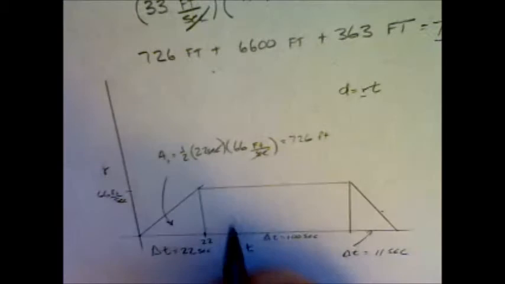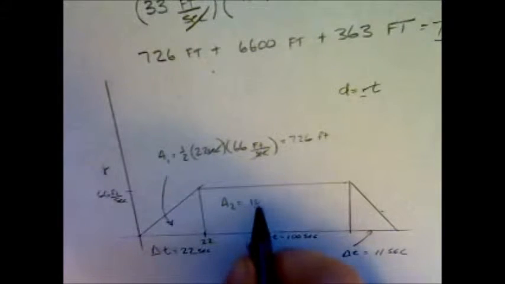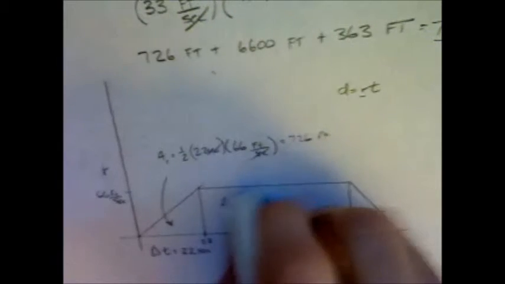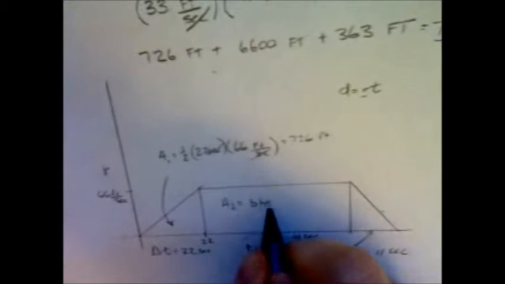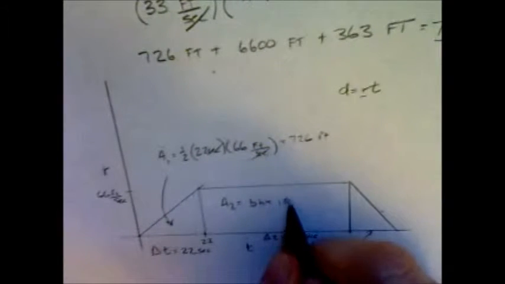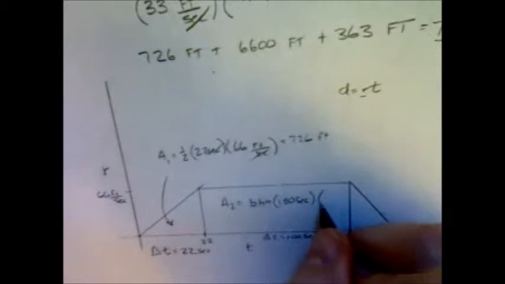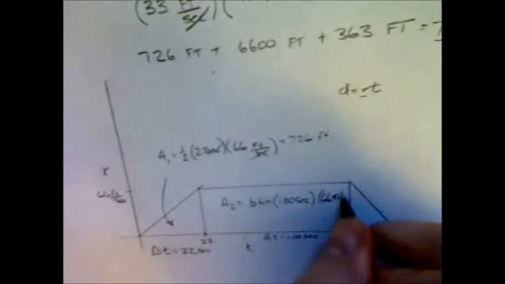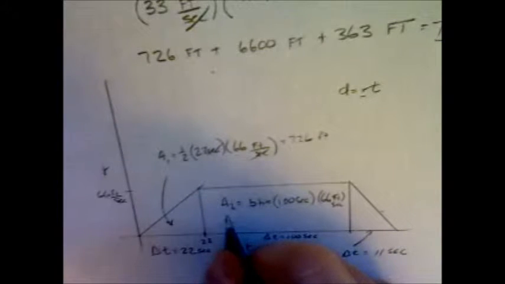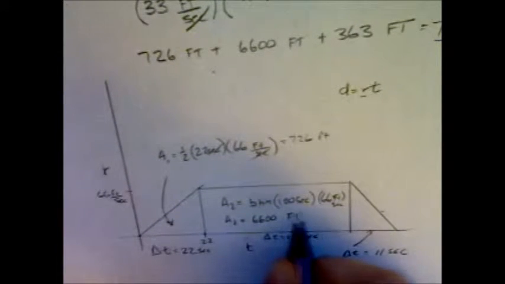Okay? Area 2 is just the base times the height. The base is 100. Sorry. Base times the height, which is 100 seconds, times 66 feet per second. A sub 2 is going to equal 6,600 feet.